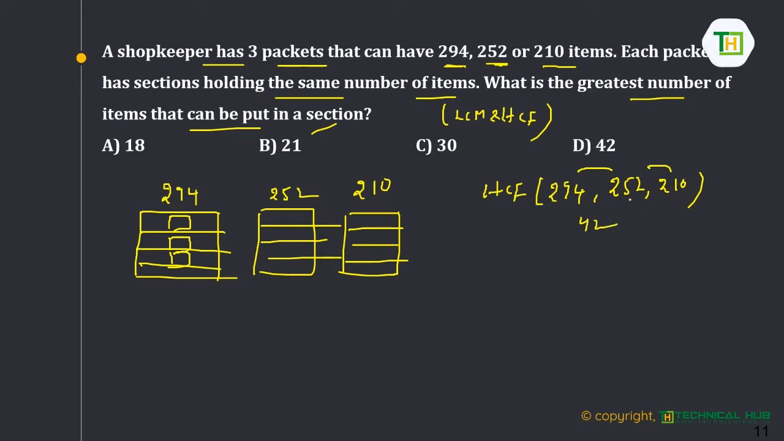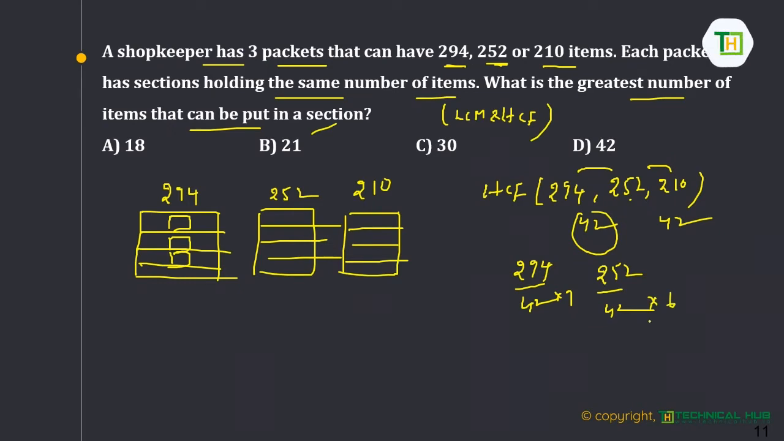42 is the difference. Similarly, 252 and 210, what is the difference? 42 only. So take any 2 numbers, you will get the difference 42 only. Let's check it. Does this 42 divide all the numbers? 294 divided by 42, yes, that exactly divides, because if you multiply 42 with 7, you will get 294. Similarly, 252 by 42, does that exactly divide or not? Yes, that one also exactly divides.